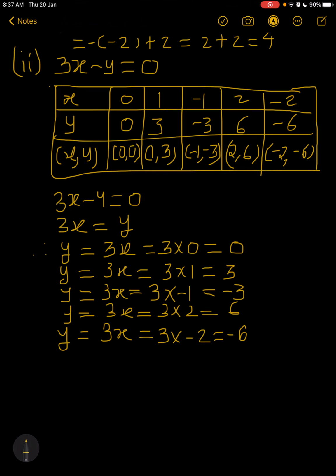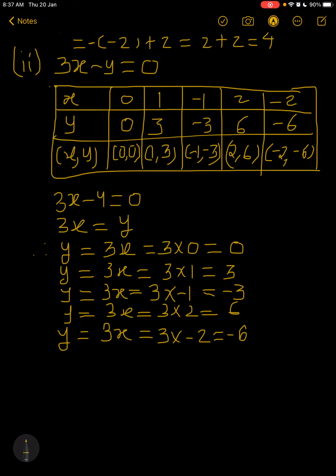This is our second equation. You can check your table. First point coordinates 0, 0, second point 1, 3, third point minus 1, minus 3, fourth point 2, 6, and last point minus 2, minus 6. These are the coordinates of 5 points in the given example.